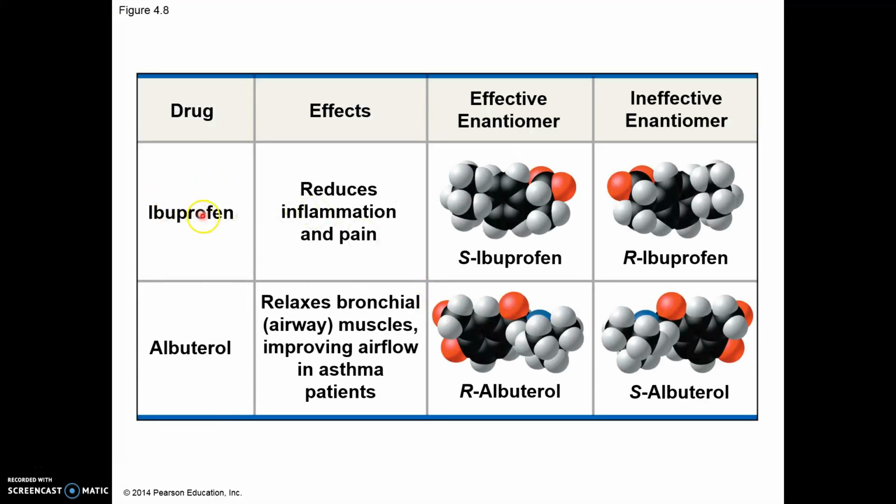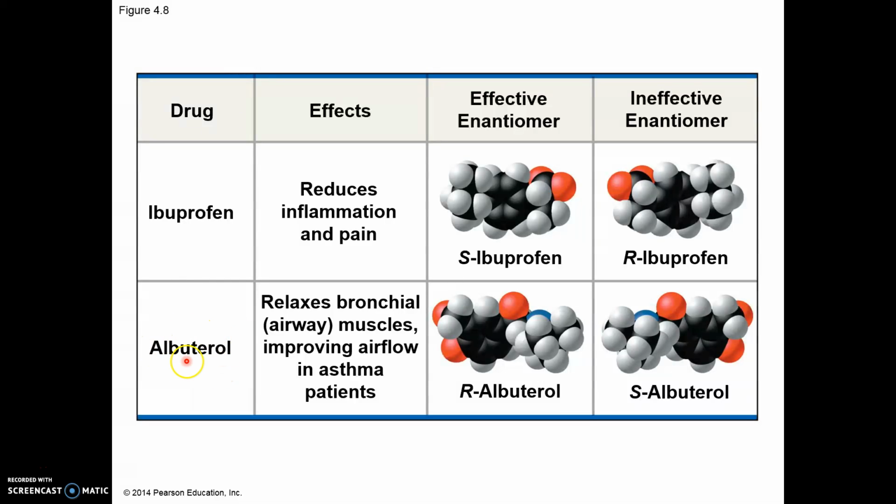So here's ibuprofen. We are probably familiar with this in that it reduces inflammation and relieves pain. Here is the most active form of it. It is the S form. The mirror image of that is the R form, and it is 100-fold less effective than this. So you'd have to take 100 times more of the R to get the same or similar effects that you get with the S. Okay.